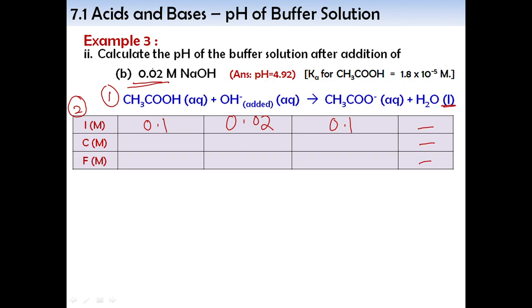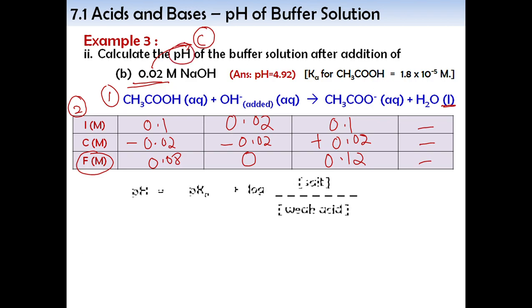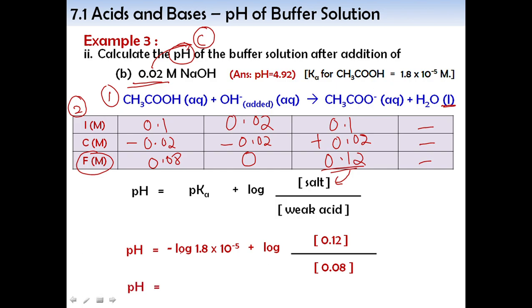So now we know the change means we can simply write minus 0.02, and this one is minus 0.02, and this one is plus 0.02. Now please calculate the final concentration. Supposedly for this one you get 0.08, OH minus completely consumed so zero, and 0.12. After getting the final concentration, only then can we calculate the new pH by using the Henderson-Hasselbalch equation. Again, this is your salt. Put into the formula, press the calculator until you get the pH, supposedly you get 4.92.